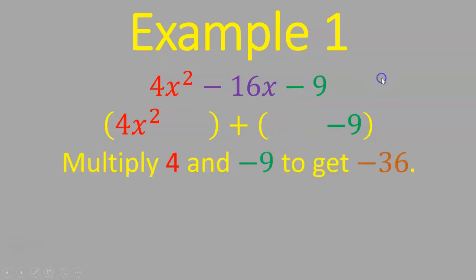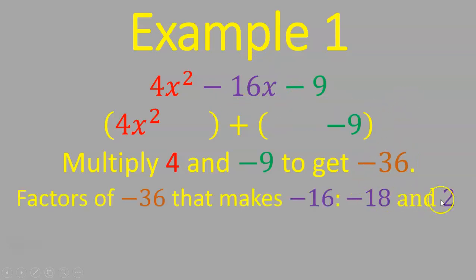And what we're going to do is multiply the 4 and the -9 to get -36. And again, we're going to explain why that is when this problem is done. But again, it's not just factors of -9, you've got to get the 4 involved. 4 times -9 is -36. So you might want to pause here. What are factors of -36 that add to -16? Well, those would be -18 and 2.